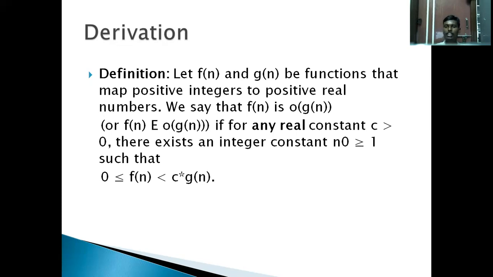Here there are some more constraints or conditions. In this definition, first we have to assume f of n and g of n are both functions which map positive integers to positive real numbers, in such a way that f of n is o of g of n, or we can also say f of n belongs to o of g of n. For any real constant c greater than 0, there exists an integer constant n not greater than or equal to 1 such that 0 less than or equal to f of n less than c into g of n.